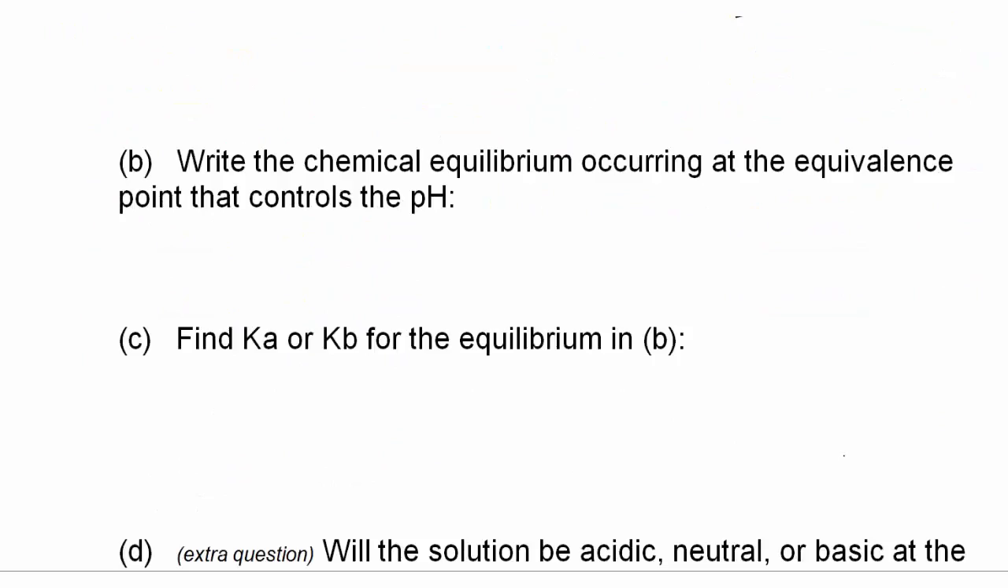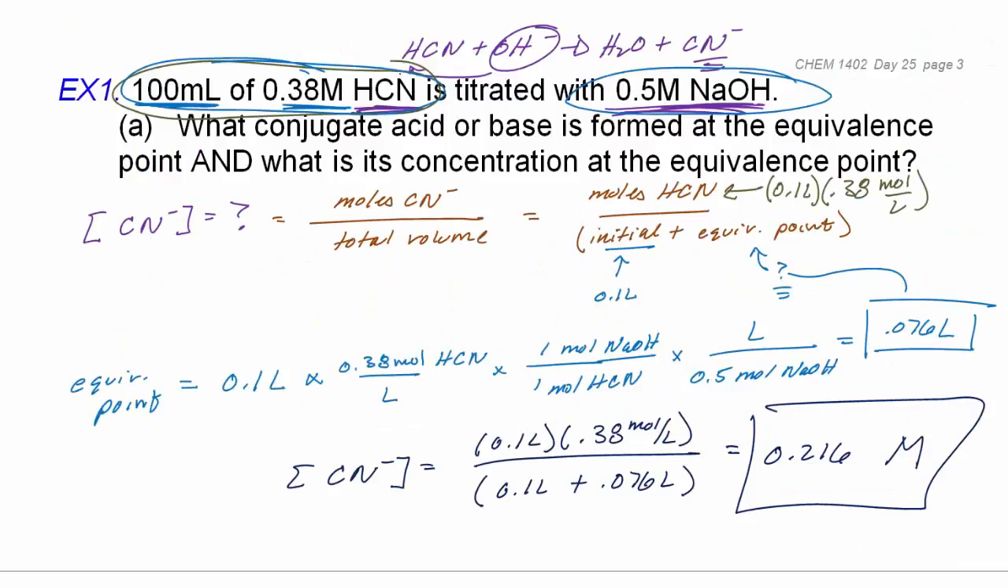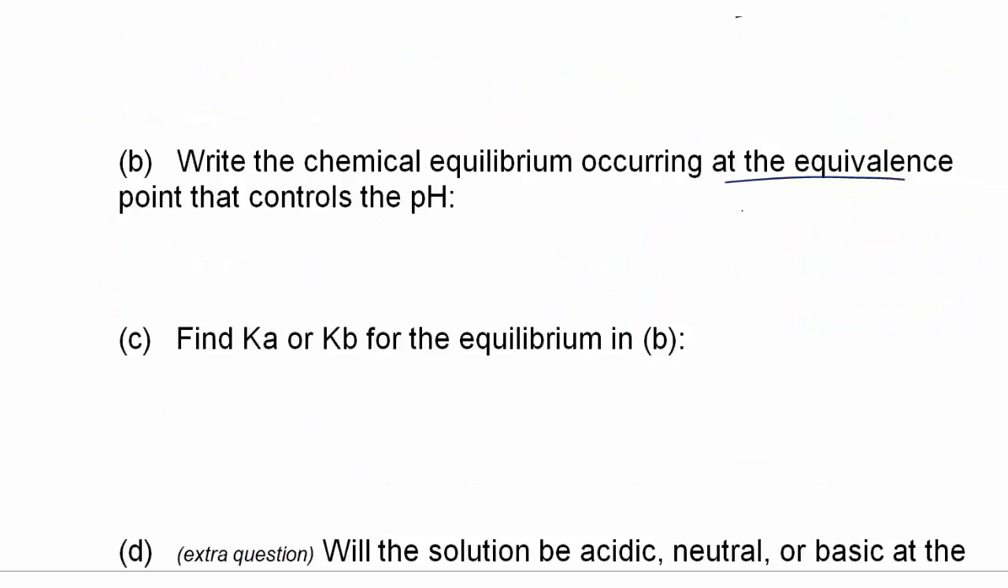Write the chemical equilibrium occurring at the equivalence point. Okay, so at the equivalence point, I don't have any hydrocyanic acid left. All I have is cyanide. So that's what I'm writing.